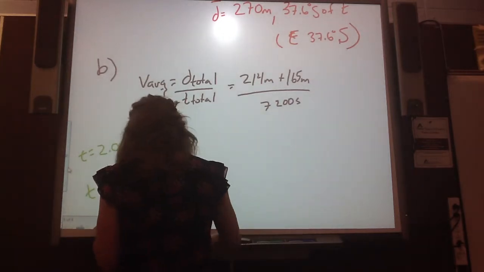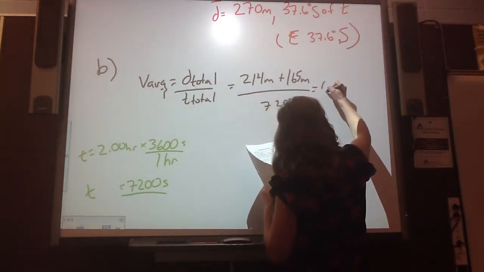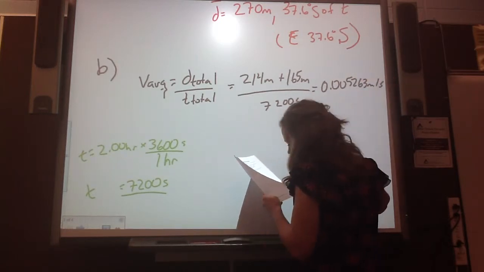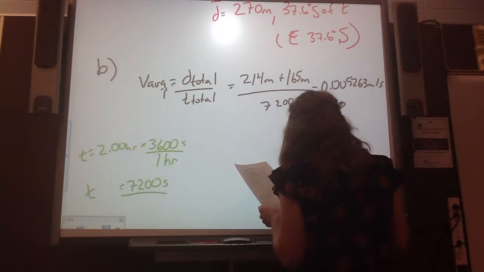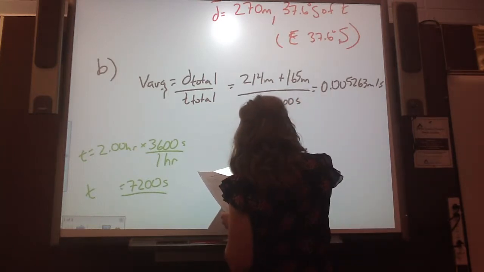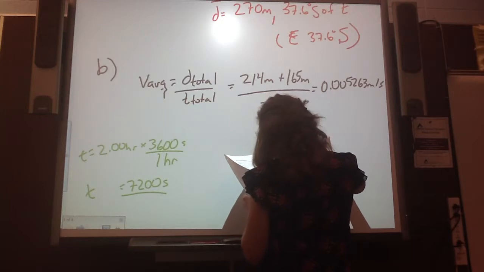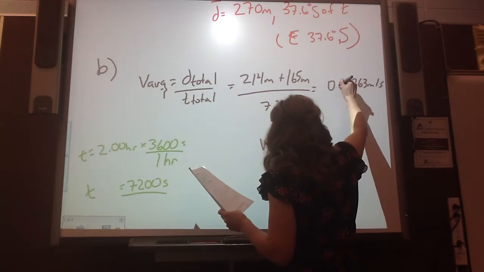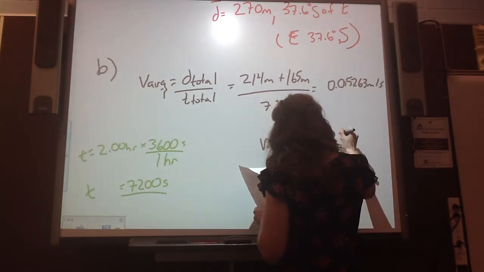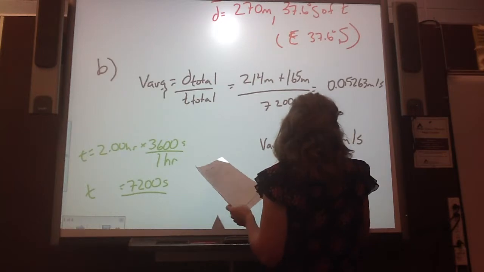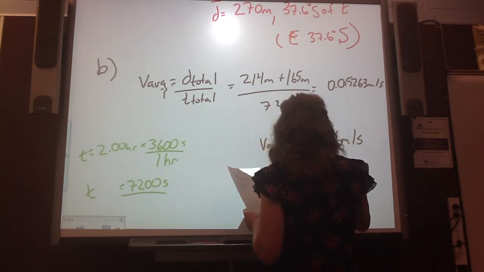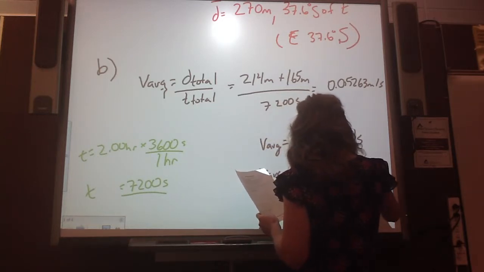Okay, so when I put that into my calculator, 0.00523 meters per second. That looks ugly, so I'm going to put it to 3 sig figs. So my V average is equal to 0.0, oops, I put an extra one here. I apologize. 0.526 meters per second. Or you could write it in scientific notation if you prefer. So that would be 5.26 times 10 to the power of -2 meters per second.